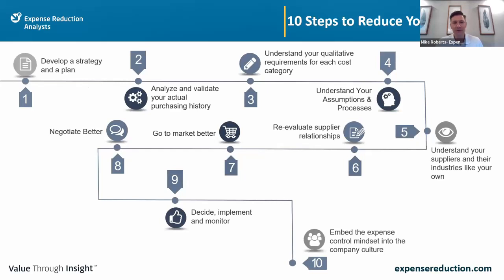Agreed. So just a quick overview here. Developing a strategy and plan, analyzing your purchasing history, understanding quality and service and how that relates to your supplier relationships, what assumptions and processes you have in place, seeking to understand your supplier's industry as you would your own, reevaluating those supplier relationships, going to market, negotiating, implementing and monitoring, and then making sure that there's an embedded cost control mindset in the company. As an overview for the 10 steps. That's fantastic. This is so helpful. Great.